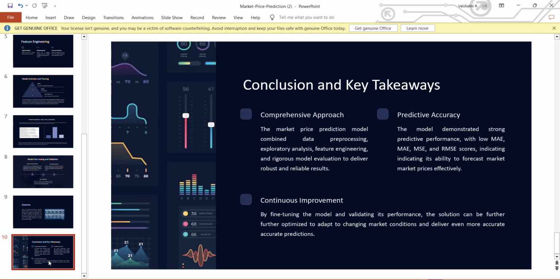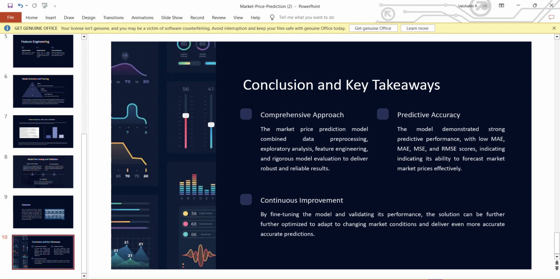In conclusion, our project demonstrates the potential of machine learning in time series forecasting for market prices. Moving forward, we plan to integrate more advanced models like LSTM and implement real-time data processing and prediction capabilities, and expand the model to include more commodities and markets.